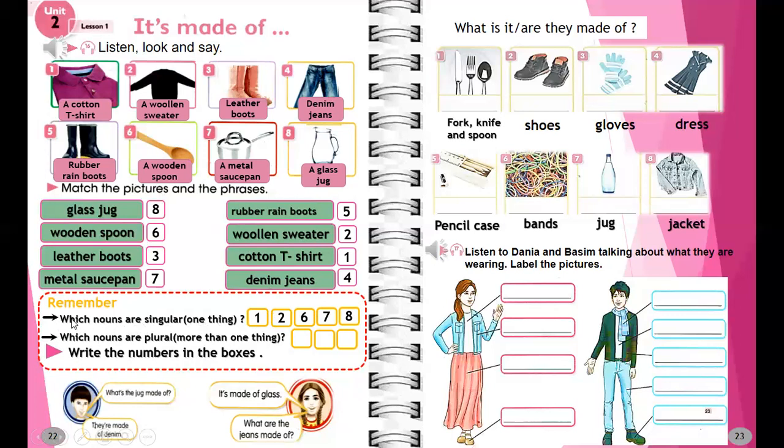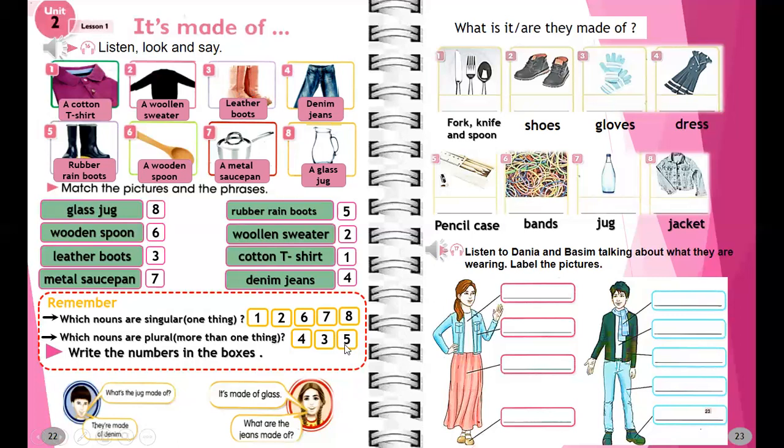فهو يقول which nouns, أي الأسماء, are singular, مفردة, one thing, it means يعني شيء واحد. But here, which nouns are plural, أي الأسماء وردت بصيغة الجمع, it means more than one thing, أكثر من شيء واحد, يعني نعامل معاملة الجمع. We have picture four, jeans. قلنا يؤخذ بصيغة الجمع, we always use the plural with it. Jeans is always plural.